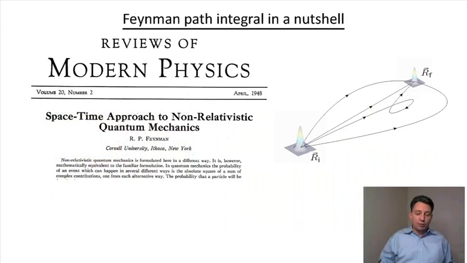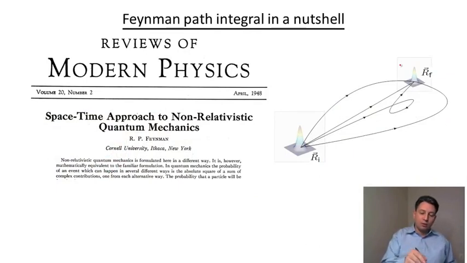The derivation that I'm going to present later in this segment follows very closely this paper by Richard Feynman, well, a part of the paper, which is much more detailed, written back in 1948. And this paper is typical Feynman. If you read the abstract, the first sentence says, non-relativistic quantum mechanics is formulated here in a different way. So he suggested a completely new way to think about things here.